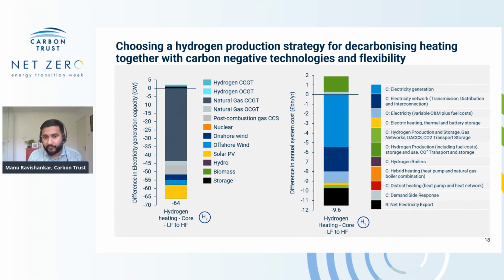Now, from a cost perspective, we can see that this capacity reduction also gets translated into cost reduction by around £5 billion per year in 2050. We also see the reduction in network investment. This is driven by the peak demand reduction and shifting that is delivered by having technologies such as demand side response in the flexibility portfolio. Thus, the addition of flexibility provides a net cost saving of £9.6 billion per year in 2050.